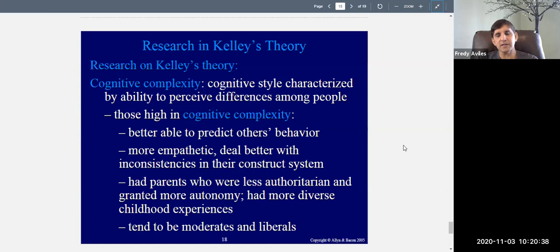These people who have cognitive complexity are also more empathetic. They deal better with inconsistency in their construct system. When there are things that are inconsistent, things that don't work out, right? They're better able to deal with that and adapt. They had parents that were less authoritarian. Authoritarian parents are the ones that tell you what to believe, they tell you what to do. They're very mean and strict. They may be very religious or whatever it is, but they're mean and strict and they tell you what to think and they don't let you question them.